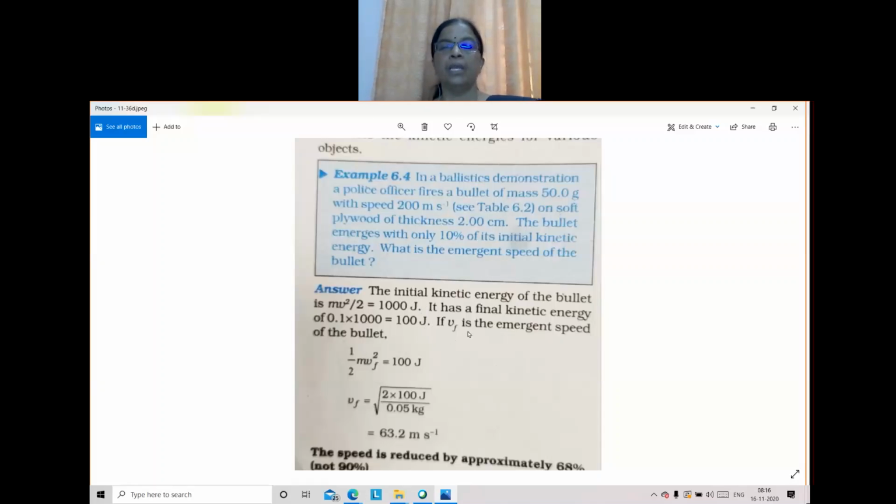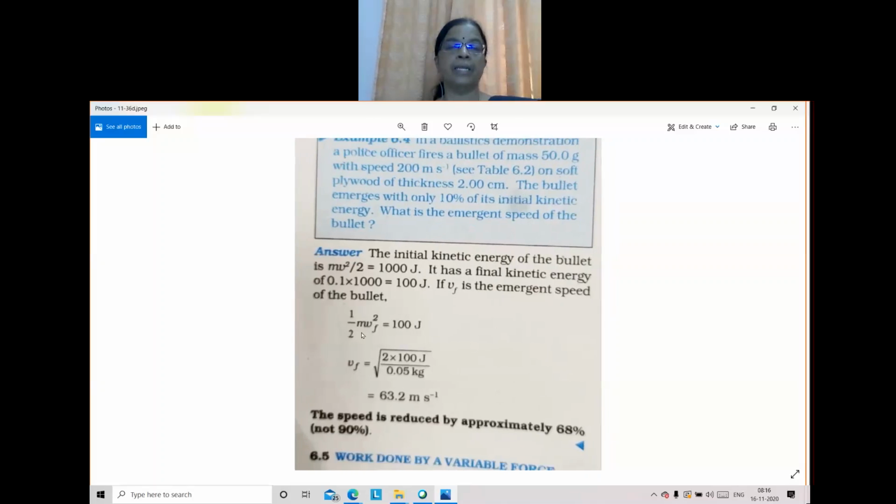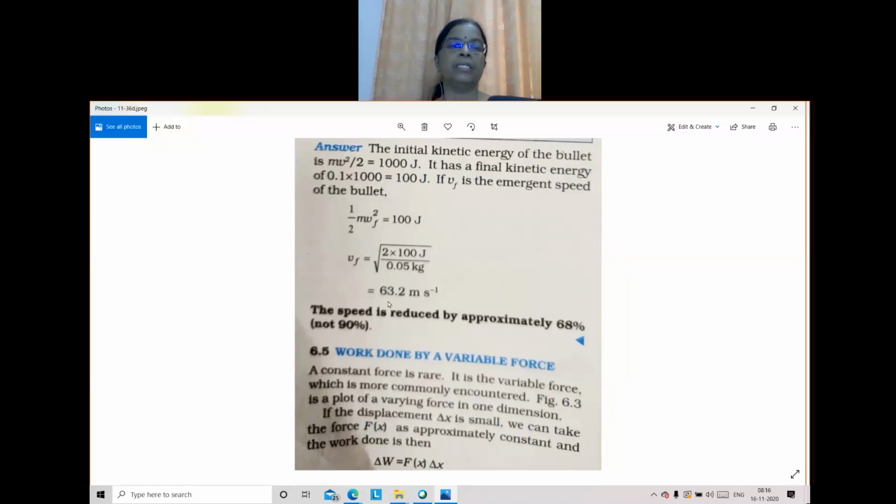If Vf is the emerging speed of the bullet, we can write half m Vf square equal to 100. The emerging energy is this much only. And what is the question? What is the emergent speed of the bullet? So this final speed Vf we have to find out after emerging through the plywood. Vf is equal to square root of 2 into 100 by 0.05 kilogram, which is equal to 63.2 meter per second. When we find the square root of this, you get this answer. You can use the long division method for finding the square root. 63.2 meter per second.